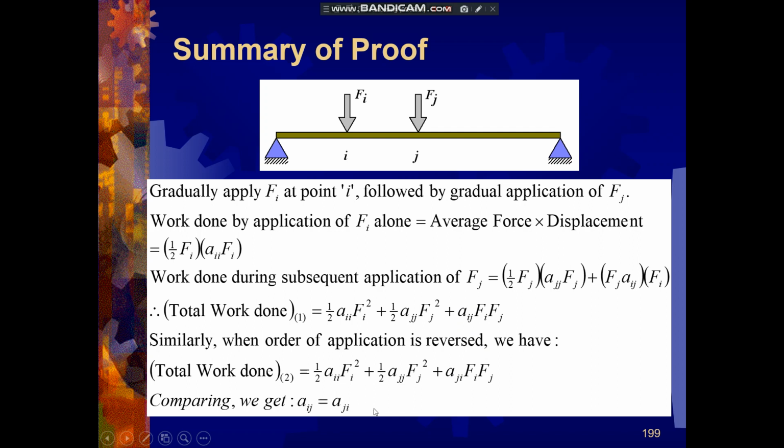So this is the proof for Maxwell's theorem, that is the deflection at location I under the influence of a unit load acting at j would be equal to the deflection at location j under the influence of a unit load acting at location I.